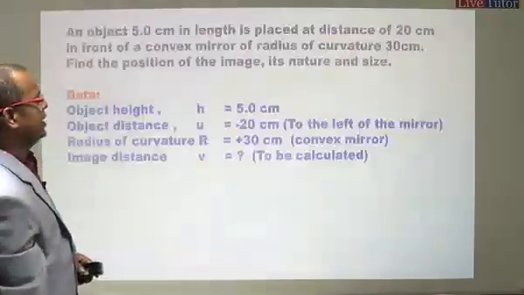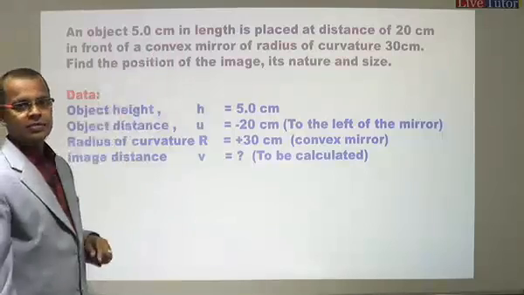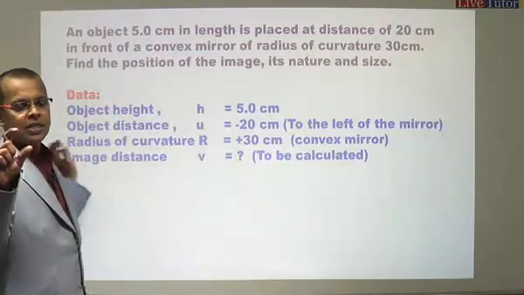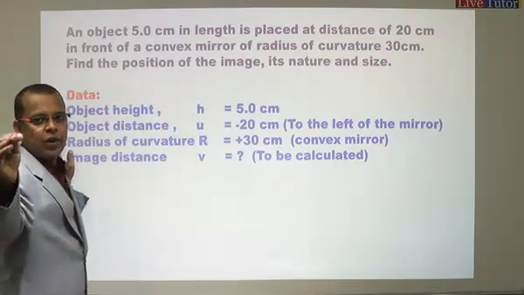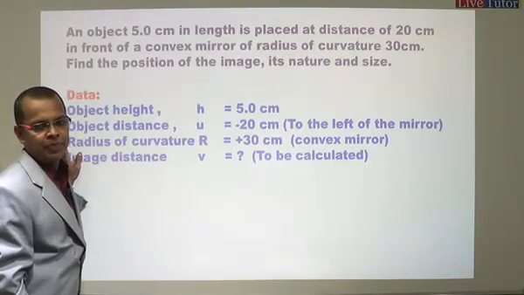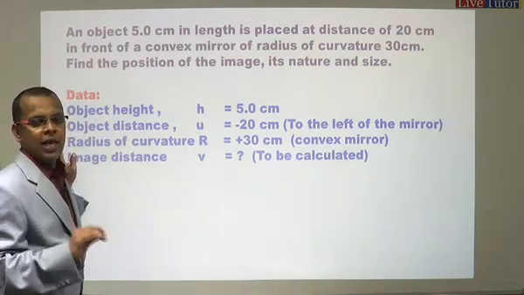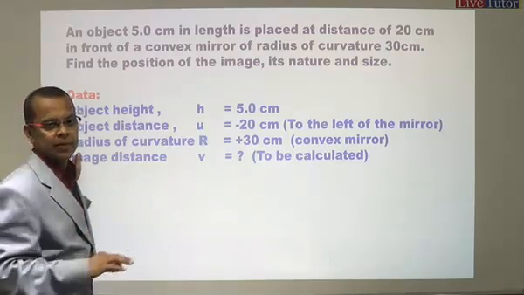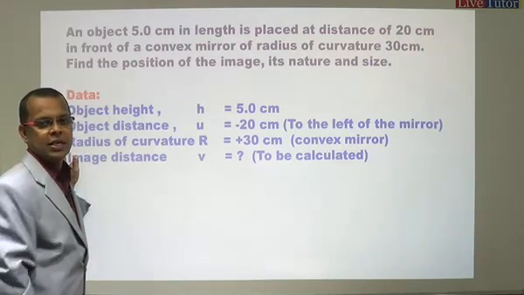Let us go to the next one. An object 5.0 centimeter in length, so the object height is 5 centimeter, is placed at a distance of 20 centimeter from a convex mirror. Here it is a convex mirror, so follow the sign convention. And the radius of curvature is given as 30. Find the position of the image, nature and size. These are the things they are asking.